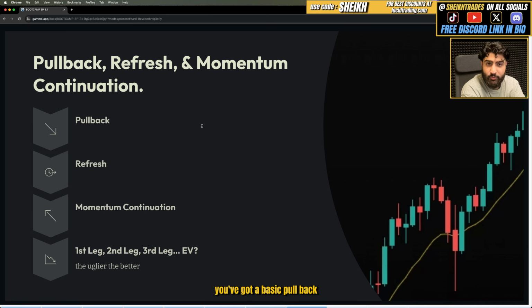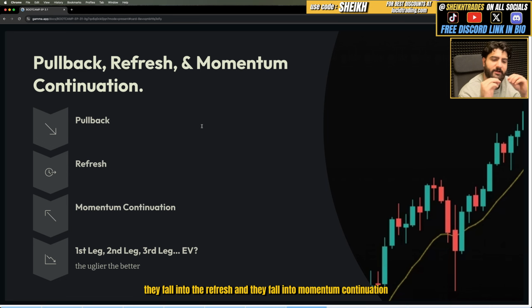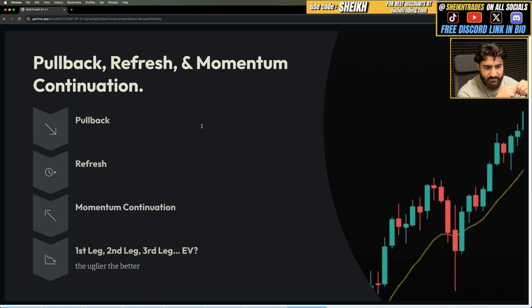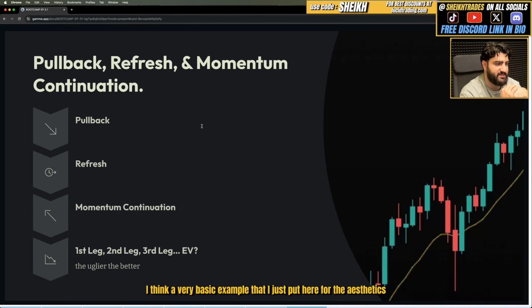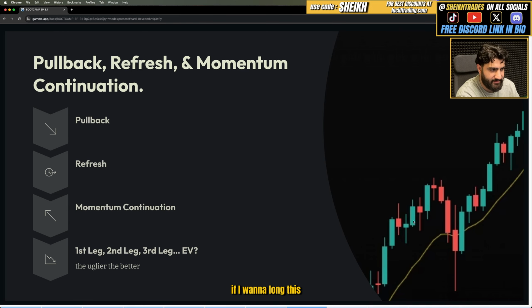You've got a basic pullback. Those pullbacks fall into two categories for me. They fall into the refresh and they fall into momentum continuation. A lot of people would say, yeah, a pullback is a pullback. No, it isn't. For me, it isn't. I think a very basic example that I just put here for the aesthetics. If I want to long this, this is very strong, and I want to long this pullback. We have a pullback. We break. We come back down. Refresh.